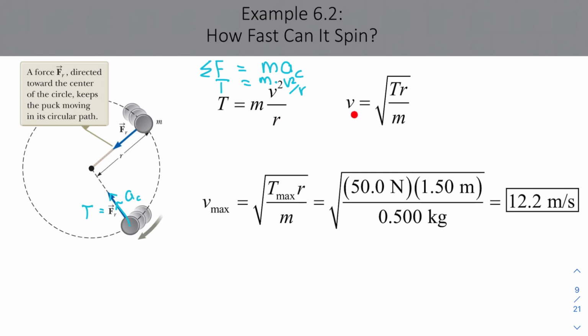From here, rearrange for v: v is the square root of T r over m. To have a maximum speed, since it's directly proportional to the square root of T, the T also must be the maximum value, which is already given to us as 50 Newton. So from here, we know that the maximum speed is 12.2 meter per second. It cannot exceed this amount. If it exceeds this amount, the tension is also going to exceed. Therefore, it will break.